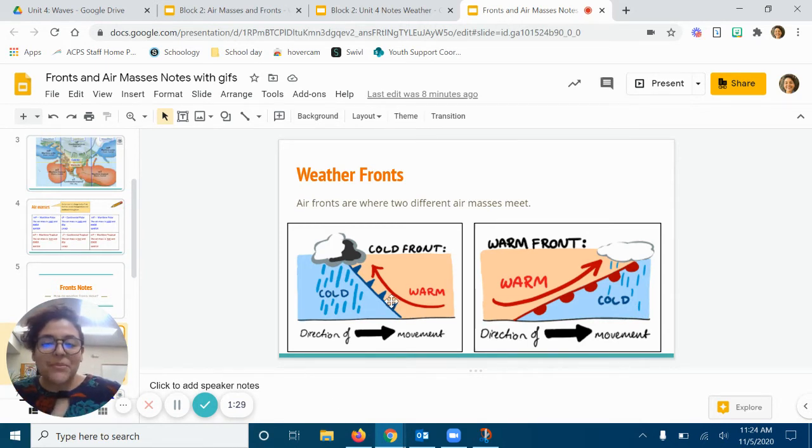So you can see in this picture, the direction of the fronts is going from left to right. In the first one, a cold front is pushing a warm front. In the second picture, a warm front is pushing a cold front. And both produce rain, but they're slightly different, which we're going to talk about today.